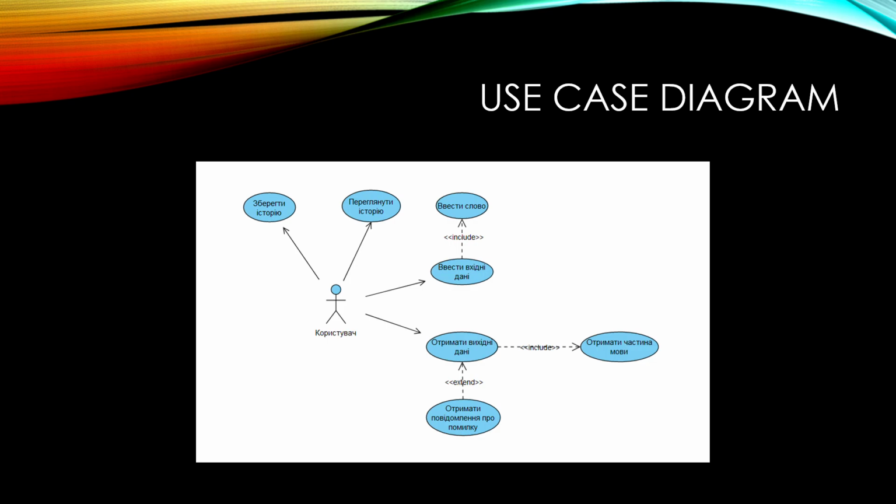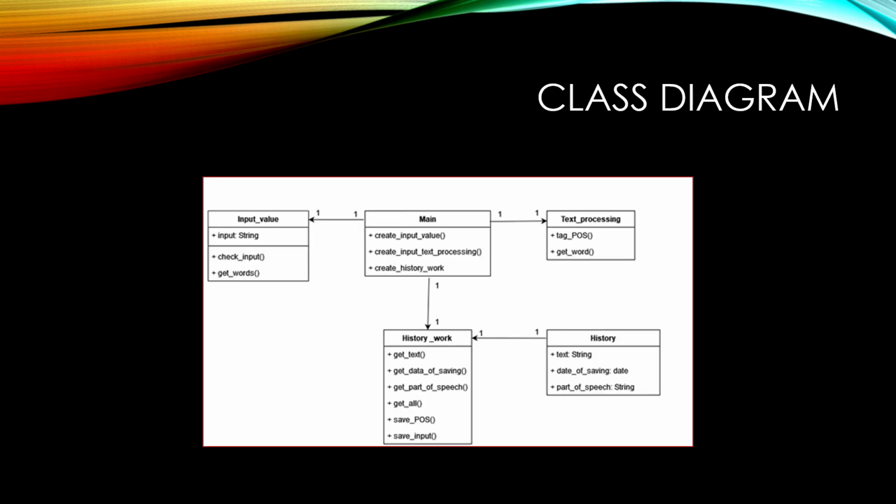Then the UML diagrams were built. The first diagram is a use case diagram, in which we have the actor user and use cases like save story, check story, get input data, or get output. Then we have the class diagram.